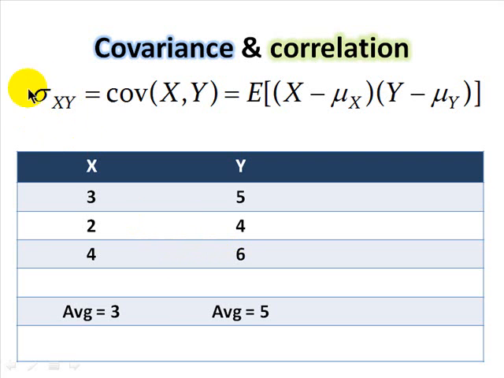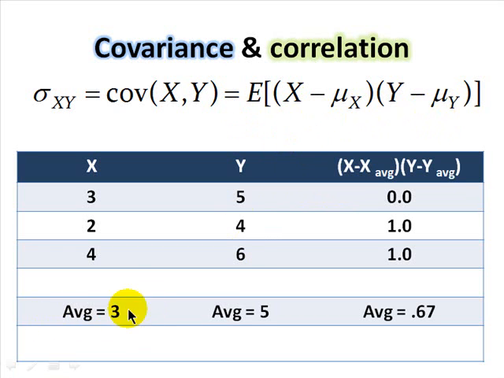So here's the covariance. We first have to do that. It's the expectation of these products. That simply means it's the average of these products. So we need to do that 3 times. Here's the average of x. Here's the average of y. See how we have 3 x's, 3, 2, 4. The average of those is 3, right in the middle. We have 3 y's. The average is 5. It's right in the middle.